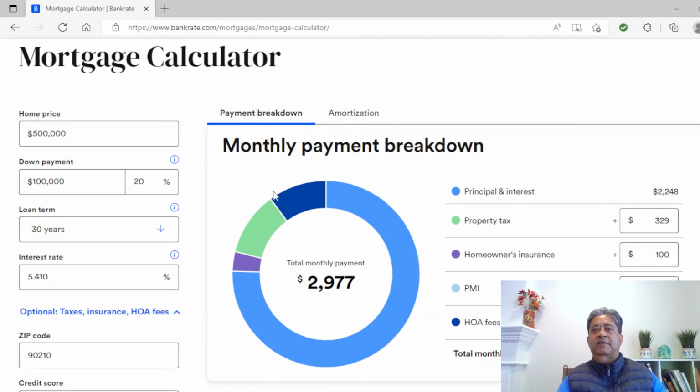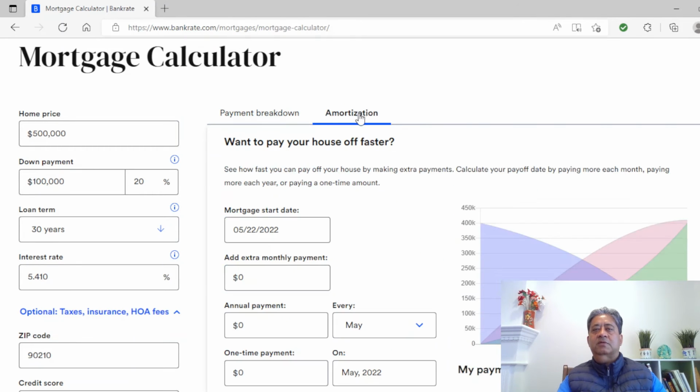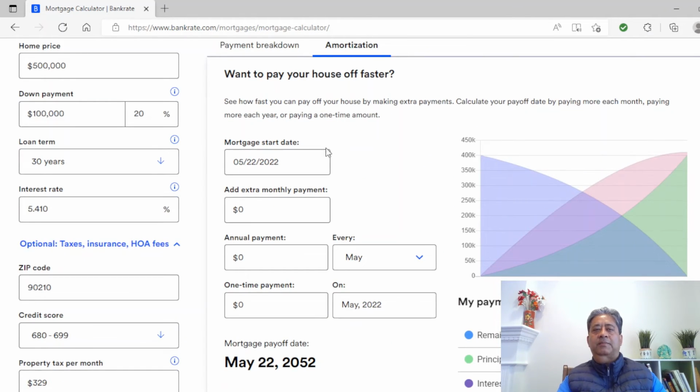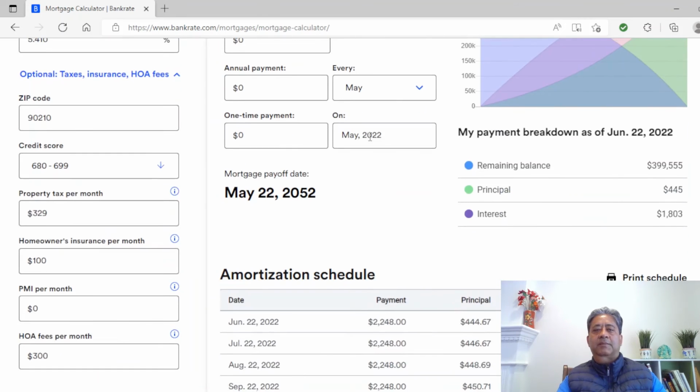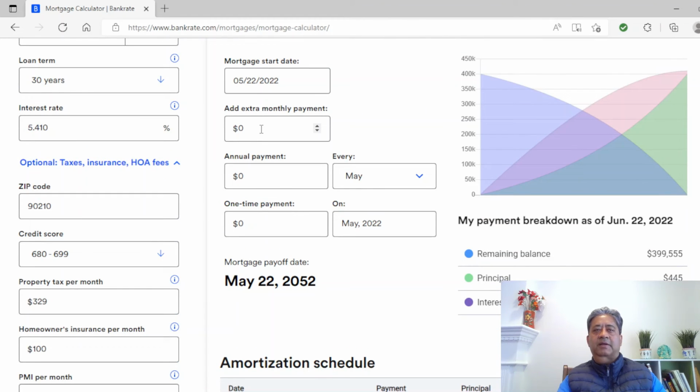And there is another tab in this calculator, the amortization schedule. In here, say for example, the month of May you're taking the mortgage, and you're not making any additional payment every month or one-time payment. If you pay anything, you can enter it here. To make it simple, we are not picking any other amounts.